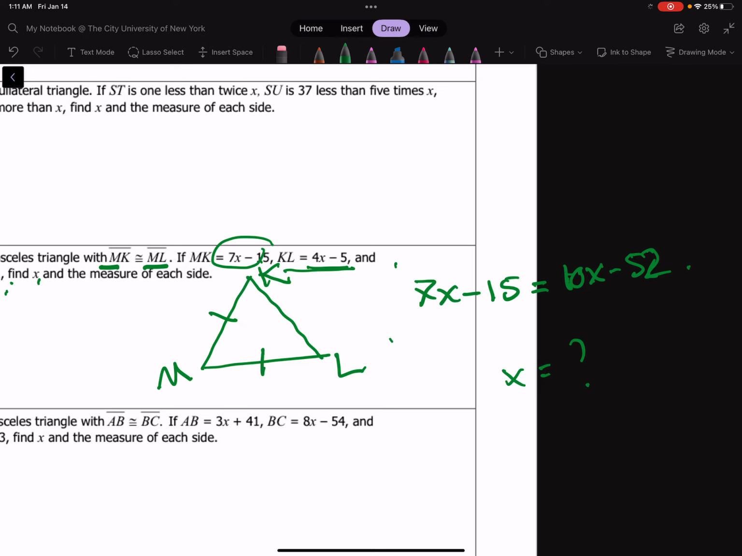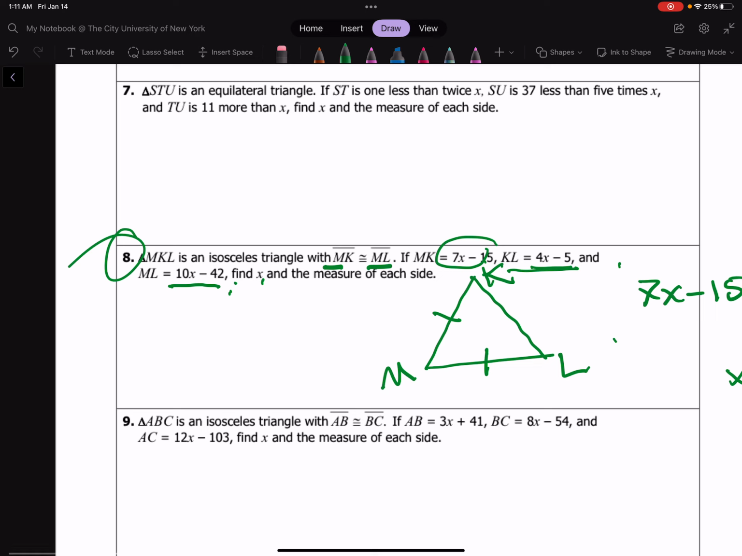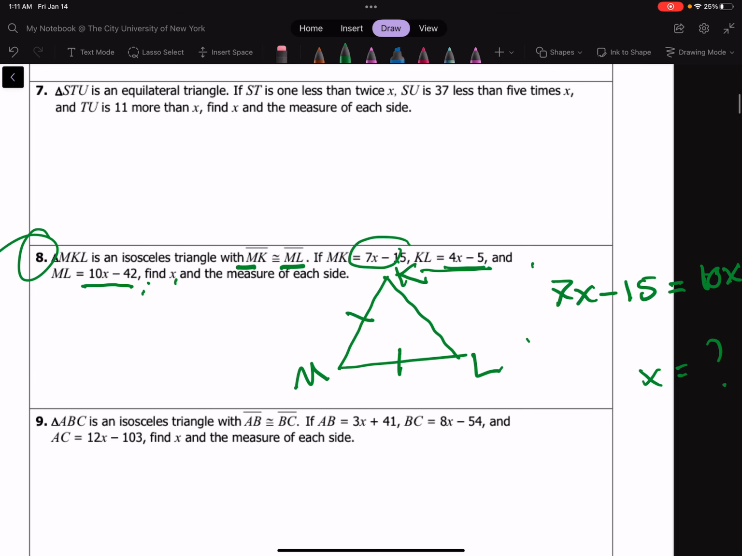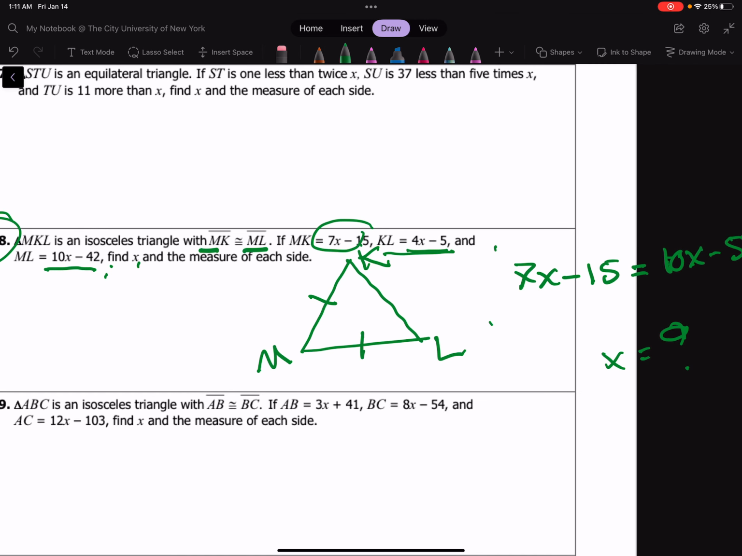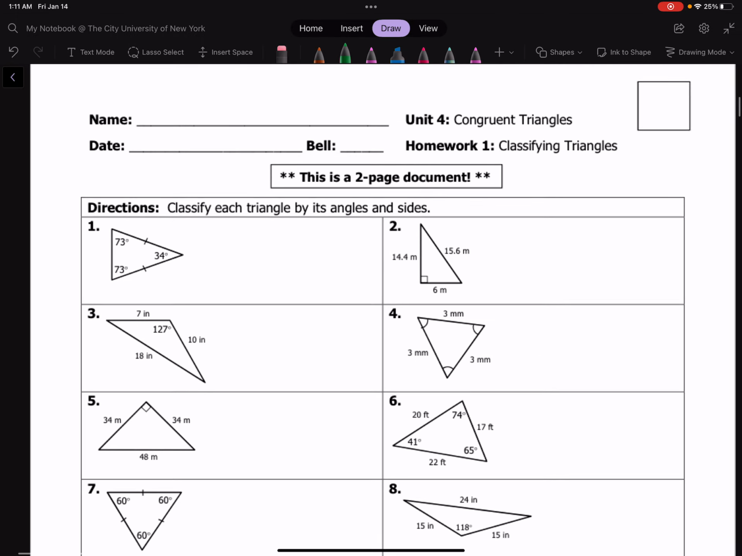Once you do that, you should be getting x as 9. Then they ask for the measure of each side, so for this side, this side, this side, plug in the value of x and find it out. So this is one kind of problem.